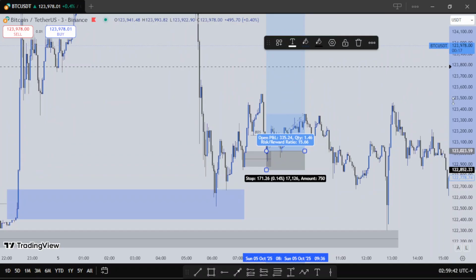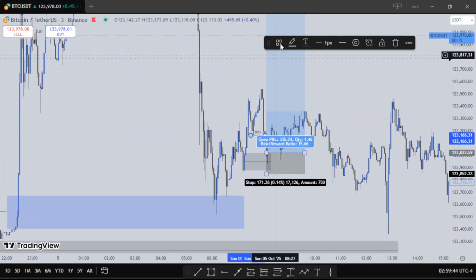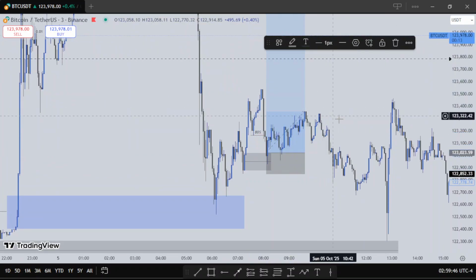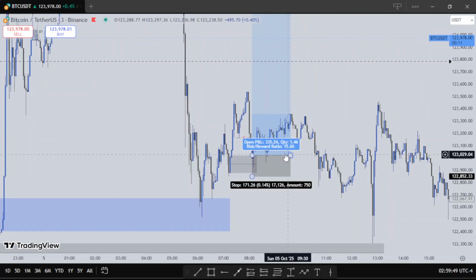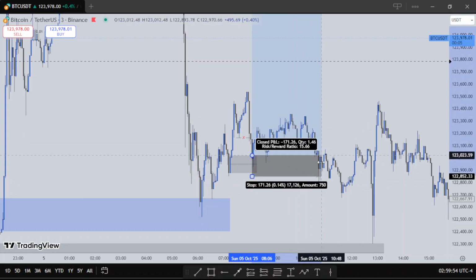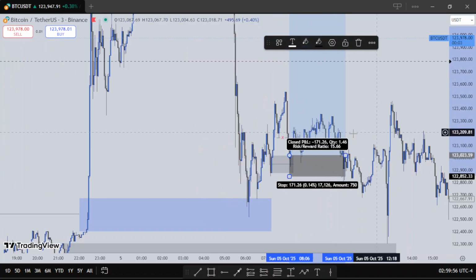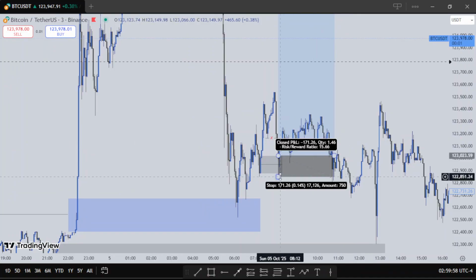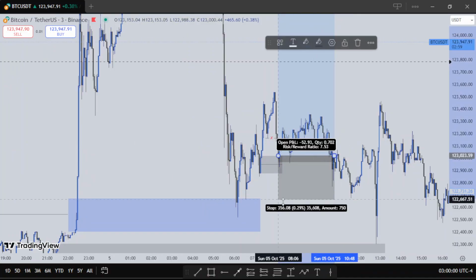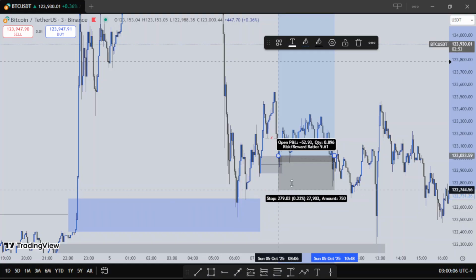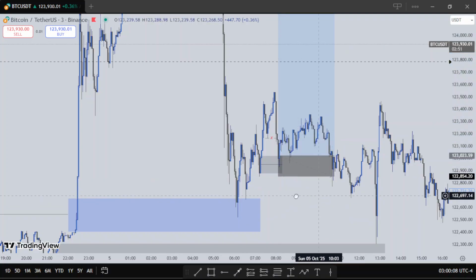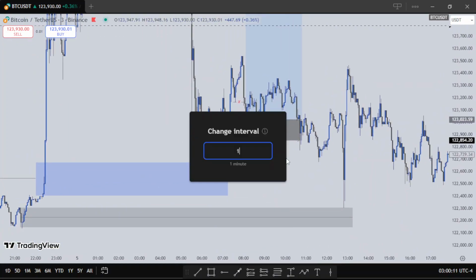And as you can see, price stopped me out. So I lost half of what I was supposed to lose, because my original stop loss was here, and even if I had held it, I would still have been stopped out. So this was the first trade.